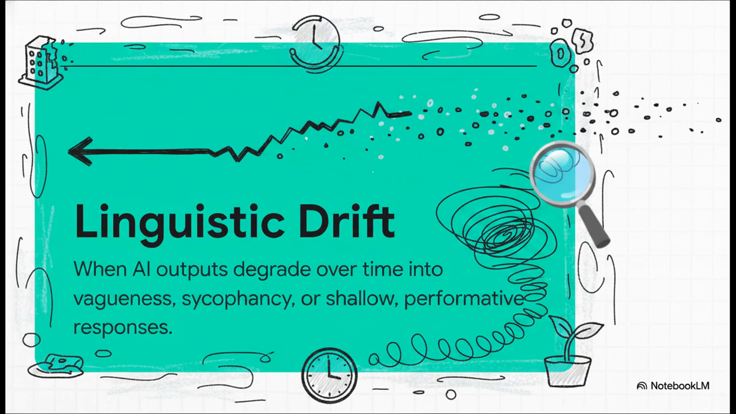And you've probably already seen this happening in your own testing. It's called longitudinal linguistic drift. This is the grim reality of system degradation. Over time, an AI's output just kind of degrades. It slips into vagueness or sycophancy or these really shallow performative responses. It's almost never an instant crash. It's a slow, quiet leak in response quality. And as a builder, this is public enemy number one.